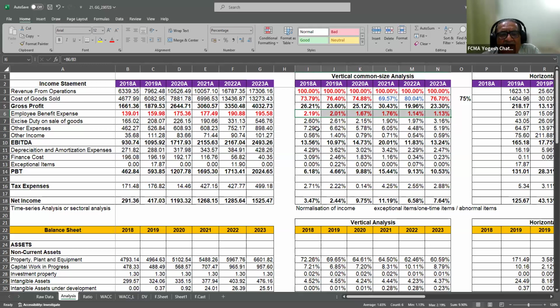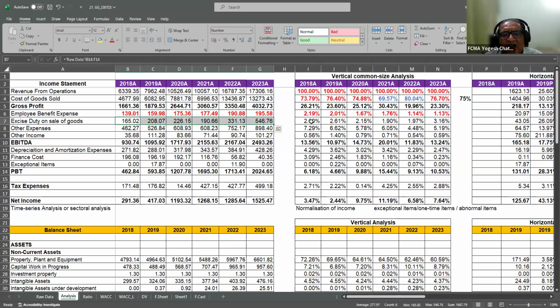But we can prepare a questionnaire for the management and understand the exact reason from the management of this company. Excise duty on sale of goods. First of all, a question will come: why excise duty, why not GST? This is a petroleum company. As you are all aware, 5 petroleum products are kept out of the purview of GST, and therefore it is excise duty. Excise duty is an indirect tax, an ad valorem levy, so it is dependent on the revenue from operations.